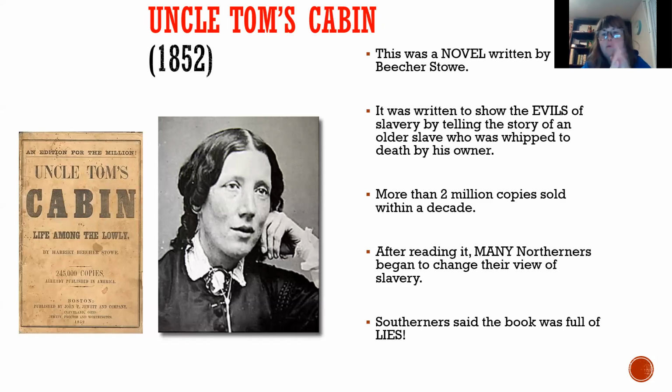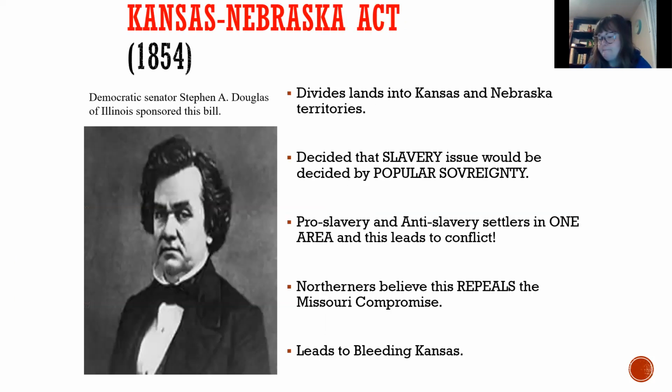So Uncle Tom's Cabin, as was mentioned just a minute ago, was a novel written by Harriet Beecher Stowe. It was written to show the evils of slavery by telling the story of an older slave who was whipped to death by his owner. More than 2 million copies sold within a decade. After reading it, many Northerners began to change their view of slavery. Southerners said the book was full of lies. Obviously, it was incredibly controversial because of the debate that was currently going on in the United States.